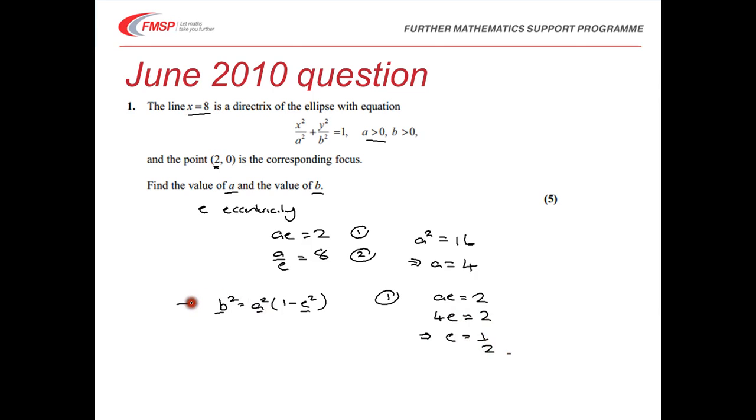And so now if we go and use this, we get b squared equals a squared times 1 minus a half squared, which is 16 times 3/4, which is 12. And so b is the positive square root of 12, which will be 2 times the square root of 3. There's 5 marks for that.